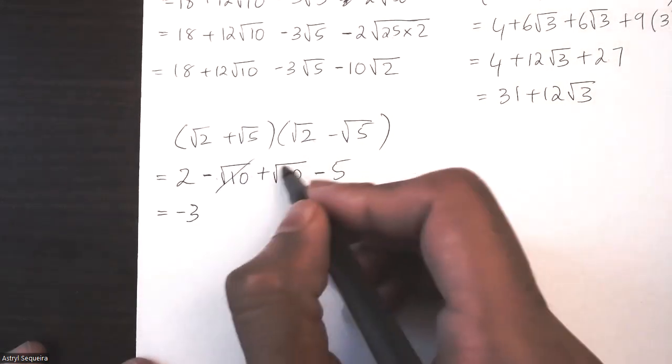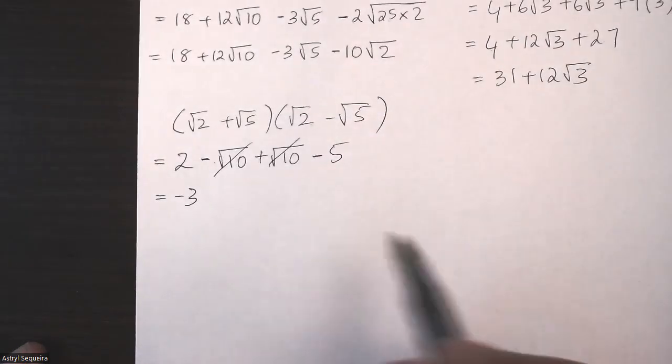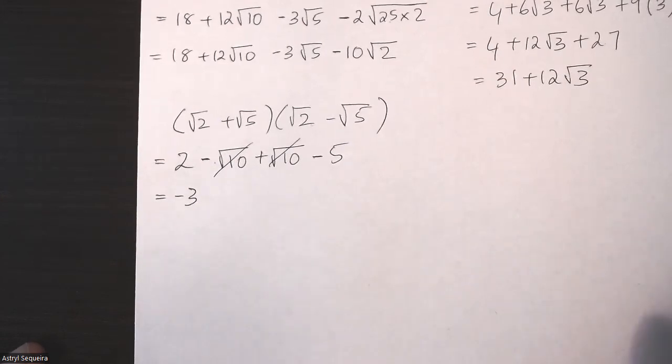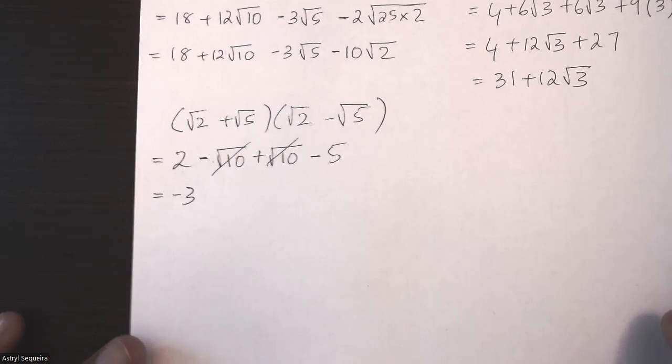2 minus 5 is negative 3. Negative root 10 and positive root 10 just cancel each other off. They're basically the same, but that's just a 0. So my final answer here is just negative 3.